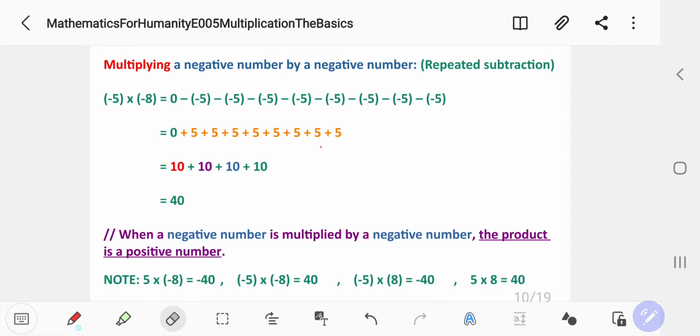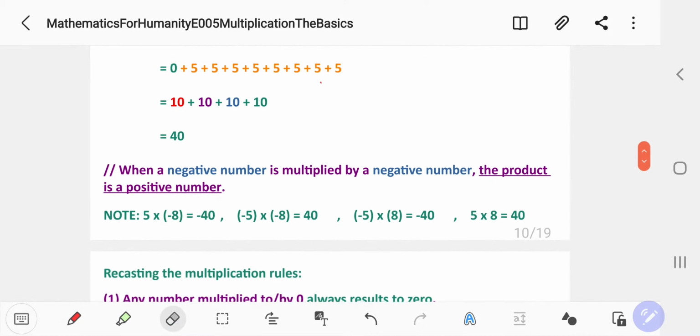So you can pair this up. 5 and 5 is 10. This 2 5 is another 10. This 2 5 is another 10. This 2 5 is another 10. So you have 10 plus 10 plus 10 is equal to 40. So therefore you have this.